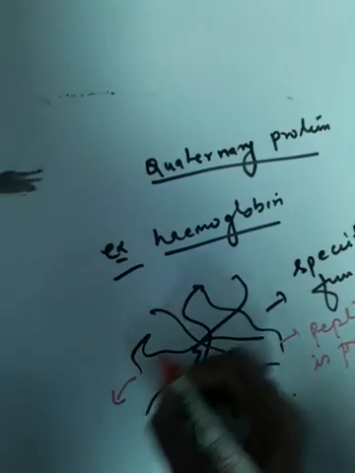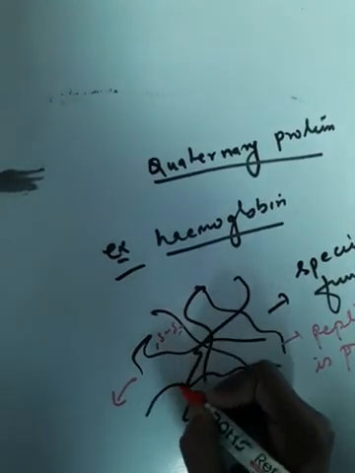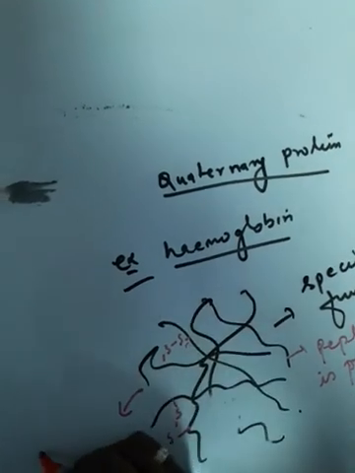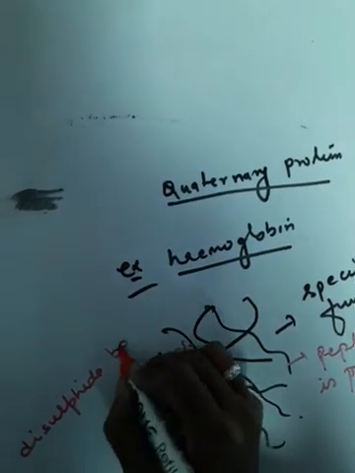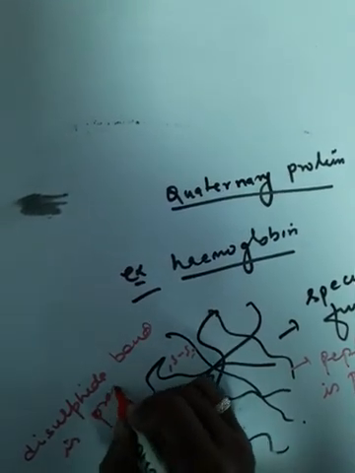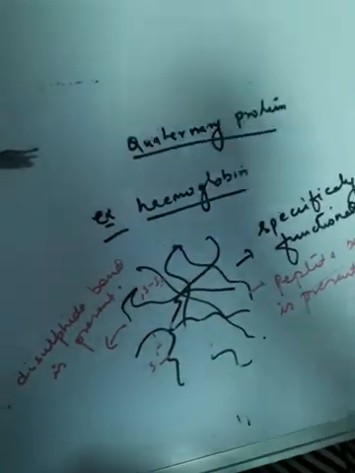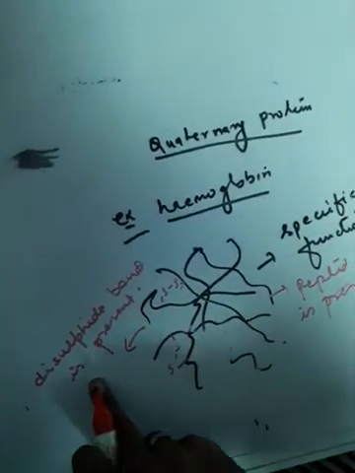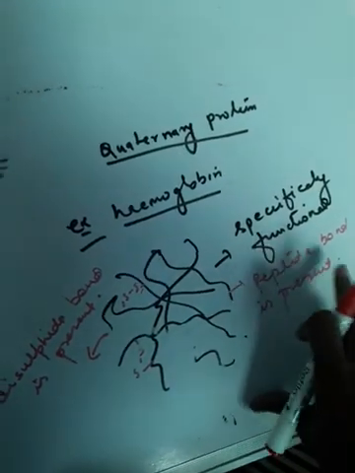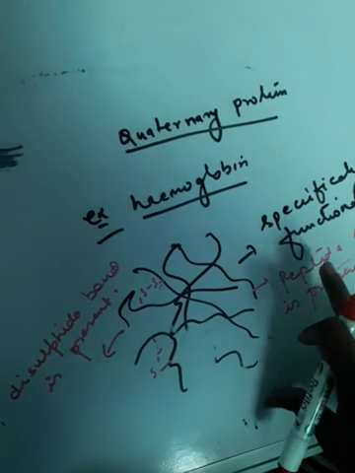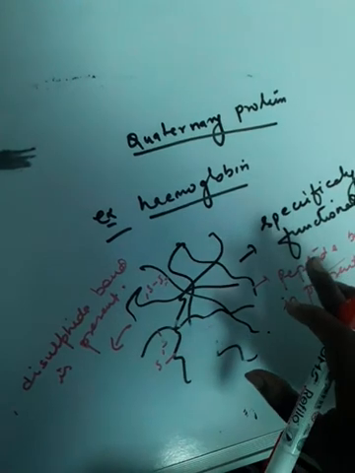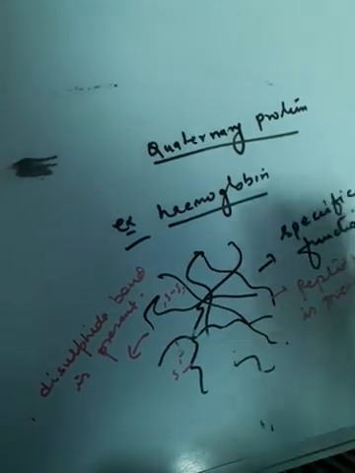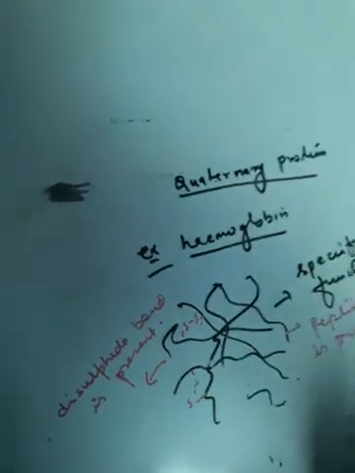A disulfide bond is also present. The main point is that the disulfide bond is present, and it is similar to tertiary protein but specifically functional. The best example is hemoglobin. So that is the classification I have discussed, and the classification ends here.